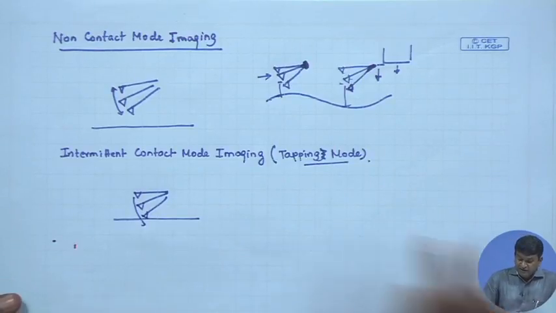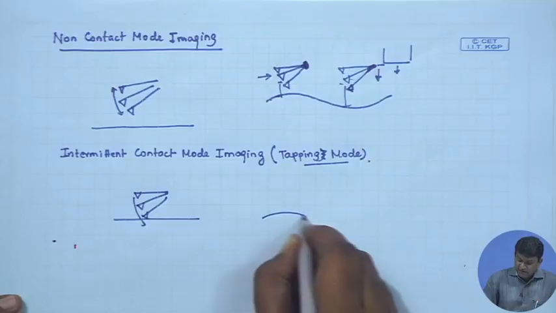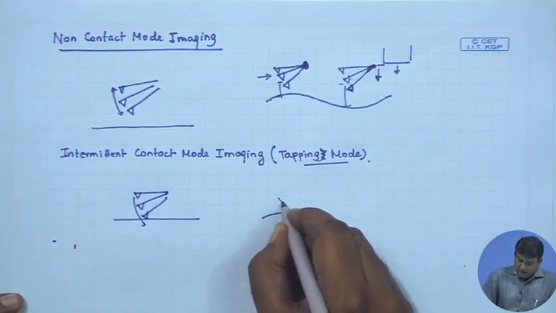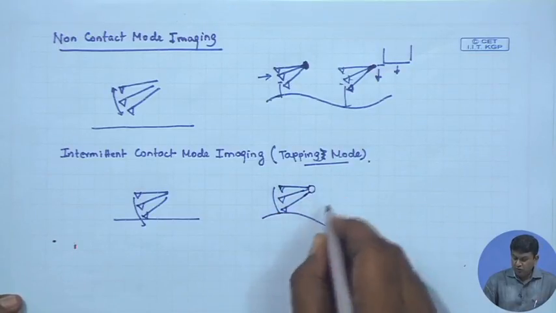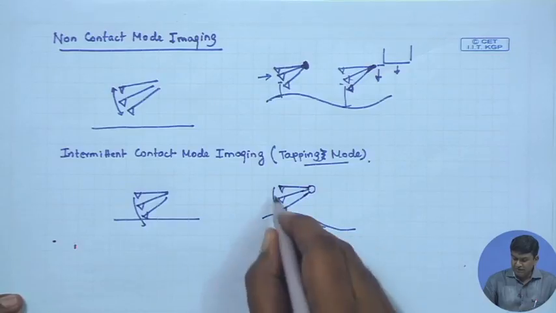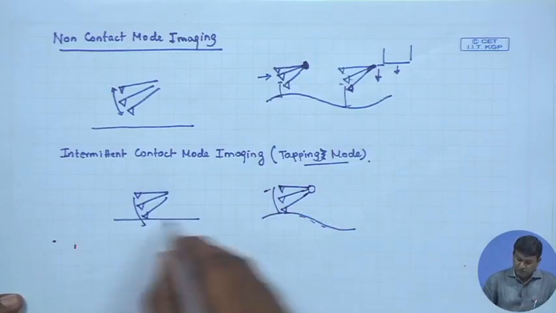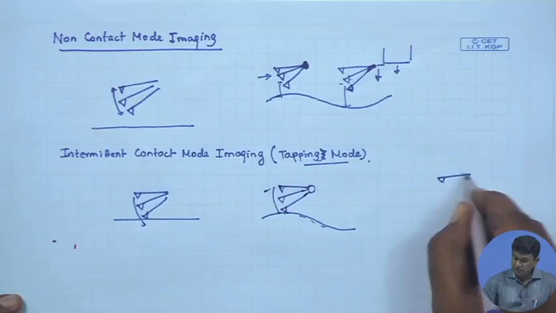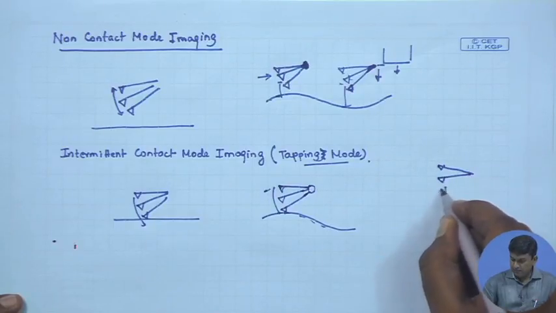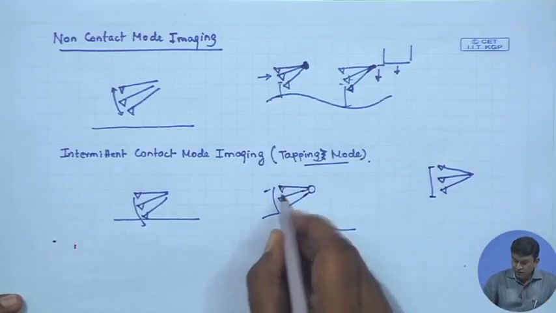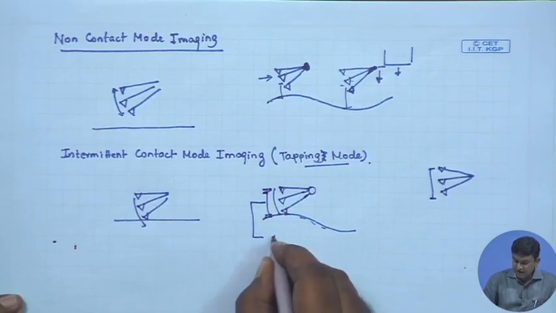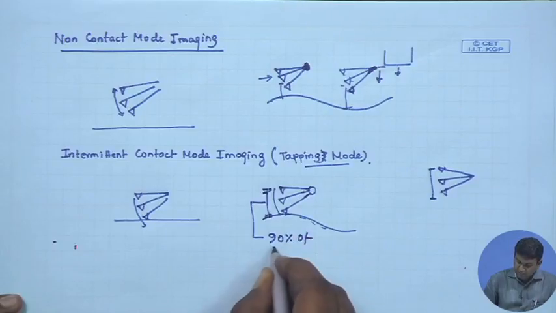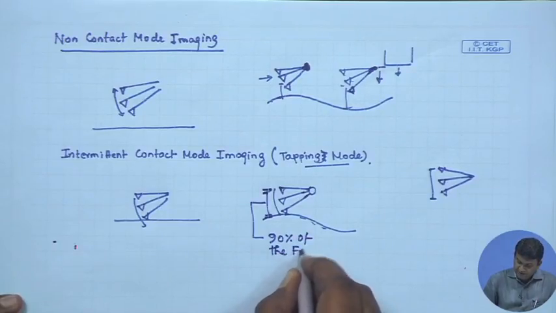So, what is the advantage? Under this condition, let us say you have approached here, and again I will discuss a bit on how to approach in an intermittent contact mode. Suppose this was the free amplitude of oscillation, and when you bring it in close proximity to the surface, this already gets truncated. So, let us say this is 90% of the free amplitude.